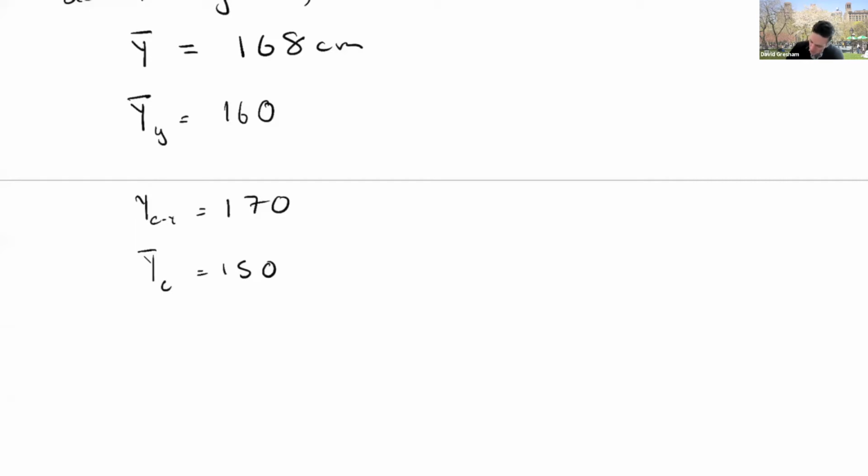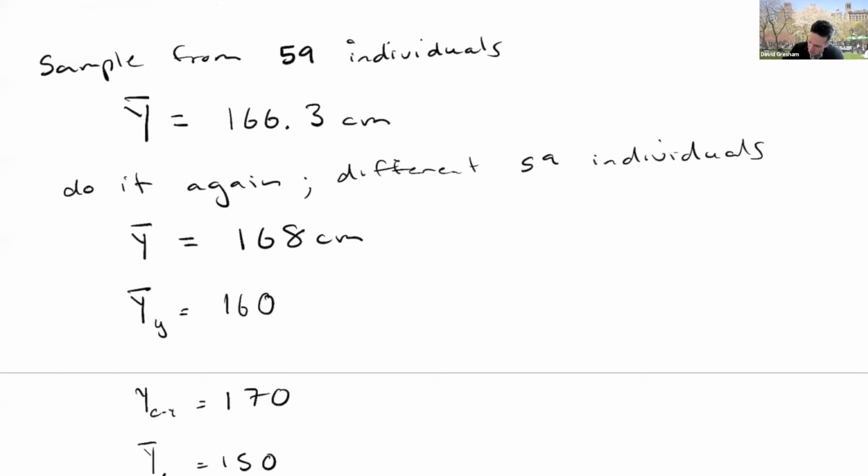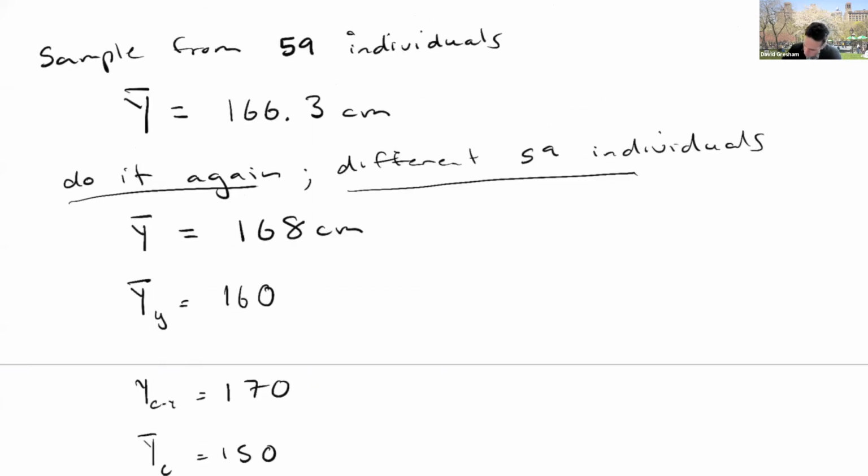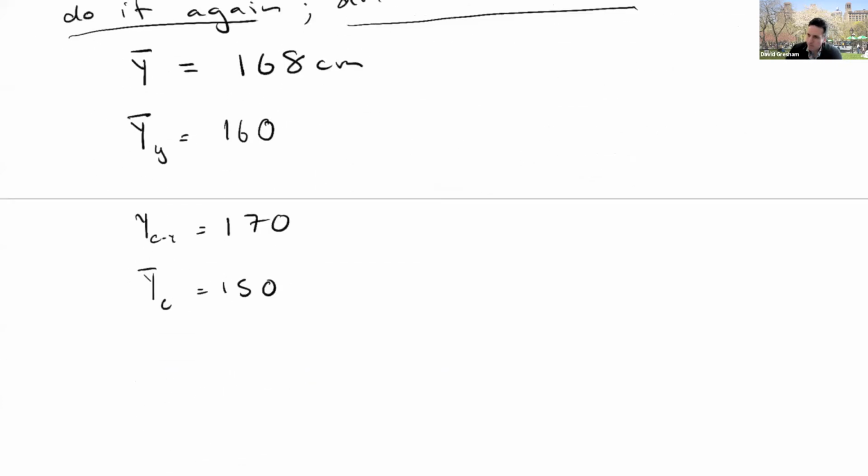Okay. So the point is that every time we do it with a different 59 individuals, we're going to get a different sample mean. Now, here we have, what do we have, 1, 2, 3, 4, 5 different sample means.